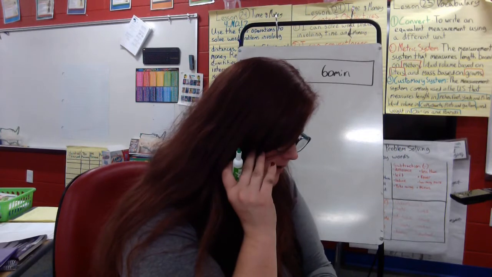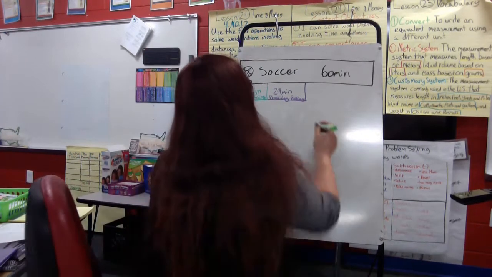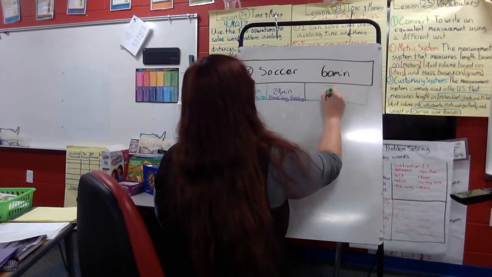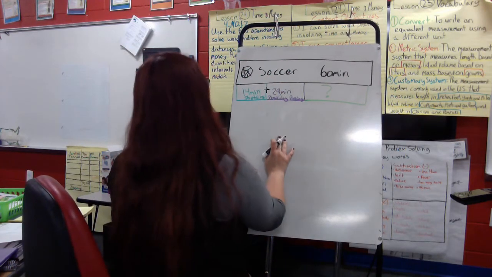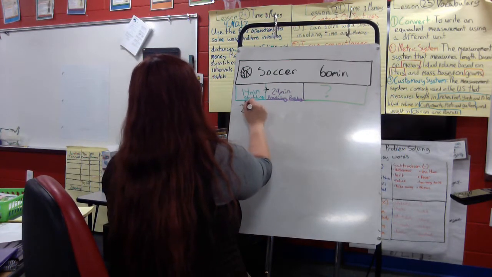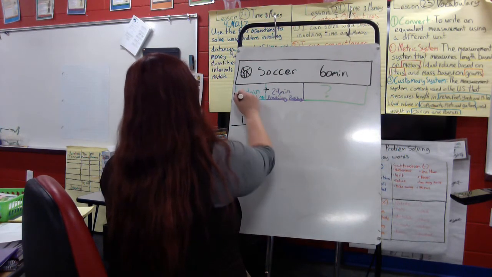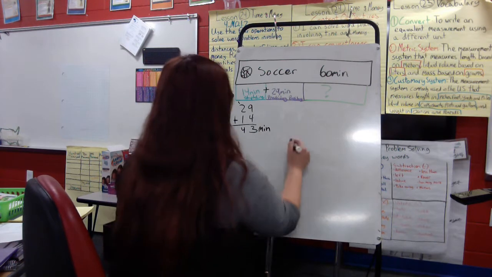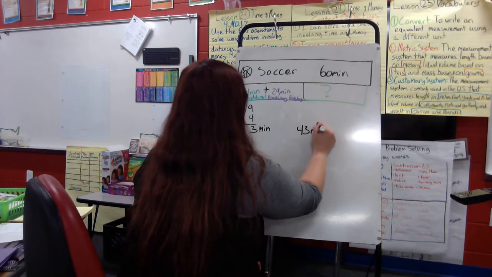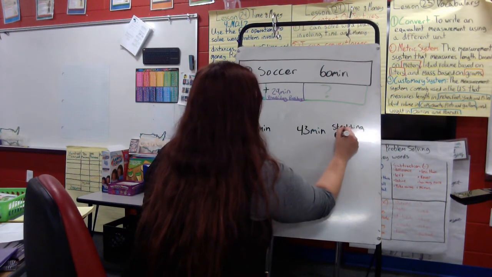Anyhow, the rest of the time will be spent on skill drills. How many minutes will the team spend on skill drills? So, here's our unknown. Okay, so just like how we solved the previous problem, we can add this together. 29 plus 14. 9 plus 4 is 9, 10, 11, 12, 13. Carry our 1, 2, 3, and 4. So we spent 43 minutes stretching and passing the ball.